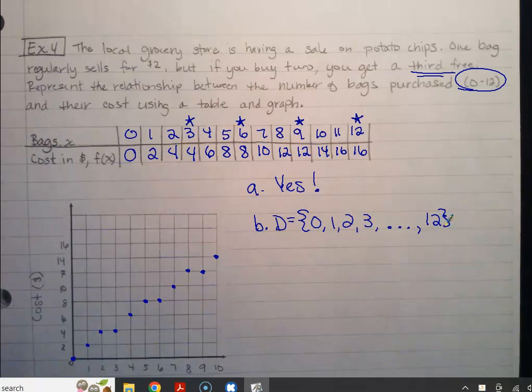C, what's the range? So R equals... What's the range? Ooh, 0. Don't forget 0. Okay, and let's do the same thing. So we're going to do dot, dot, dot, up to 16. Okay, so we've got those even numbers up to 16. I like it. And our last question, are these ordered pairs a function?